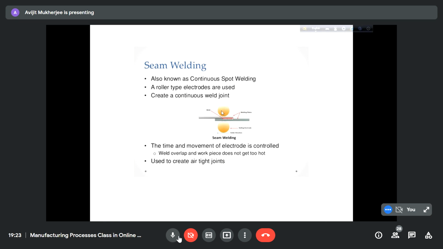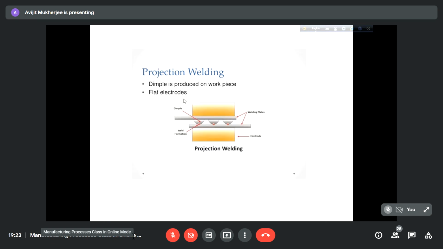This is seam welding, where just a roller electrode is used. It is rotating, so the position is changed, and continuous welding spots are developed, looking like a seam. This is projection welding, where the upper part is dimpled or a corrugated shape is provided, so that all the spots are heated simultaneously, and in a single pressure the welding is made.